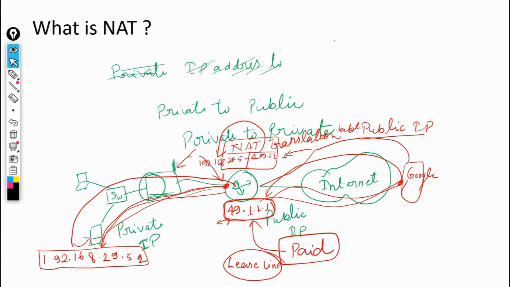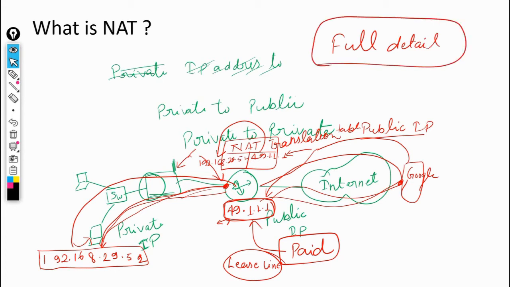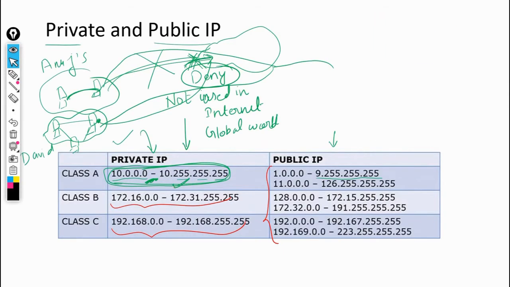Obviously, whatever I have told you is not full detail. This is just an overview. We have to go more deep on this NAT, right? Let's go.